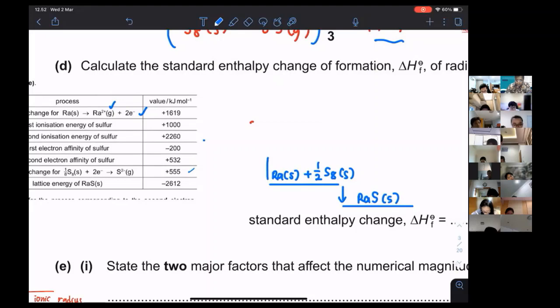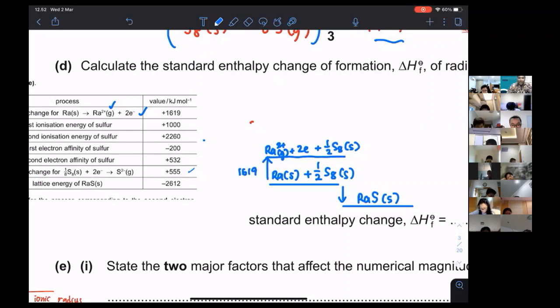So you can just simply write down. Okay, no need to write everything. You just straight away write down they are producing Ra2+ and 2 electrons. You just need to put the gas. Okay, and you still have the half S8 in solid form. Okay, so this value is going to be 1619 positive.